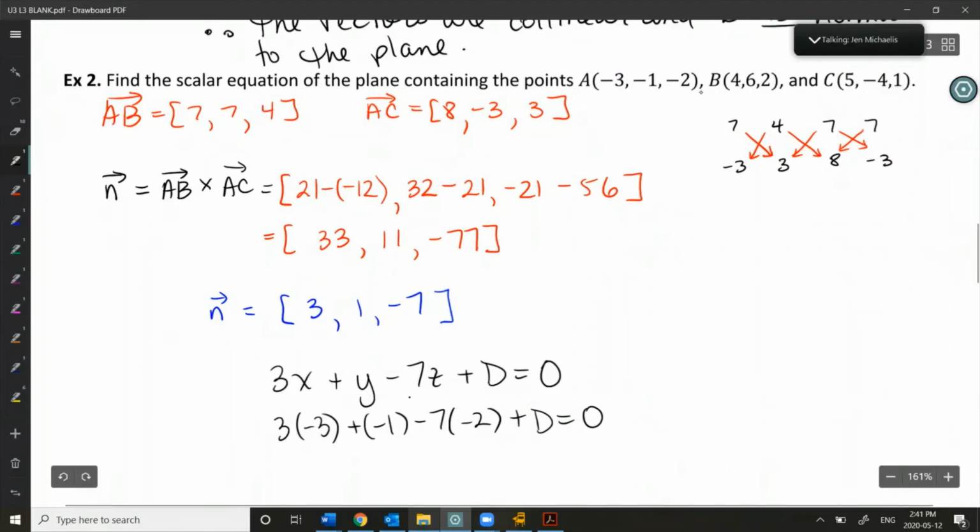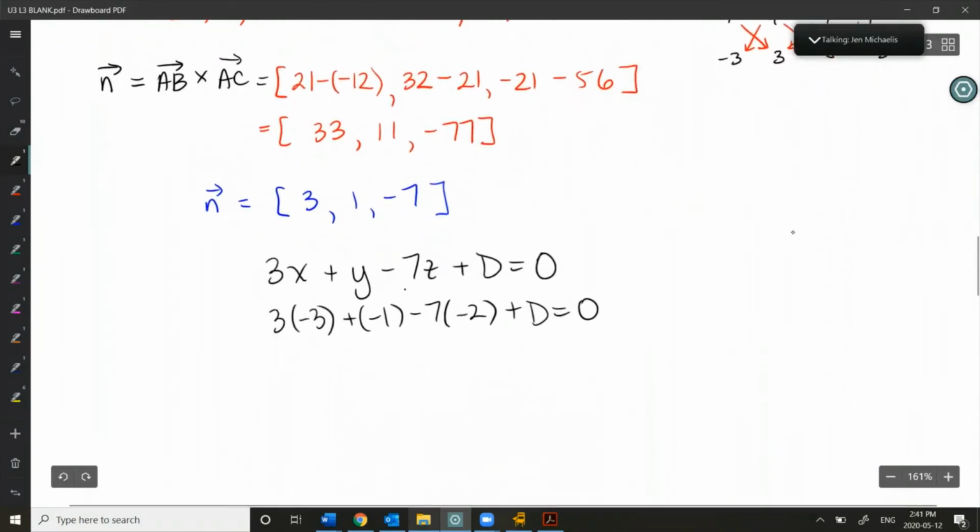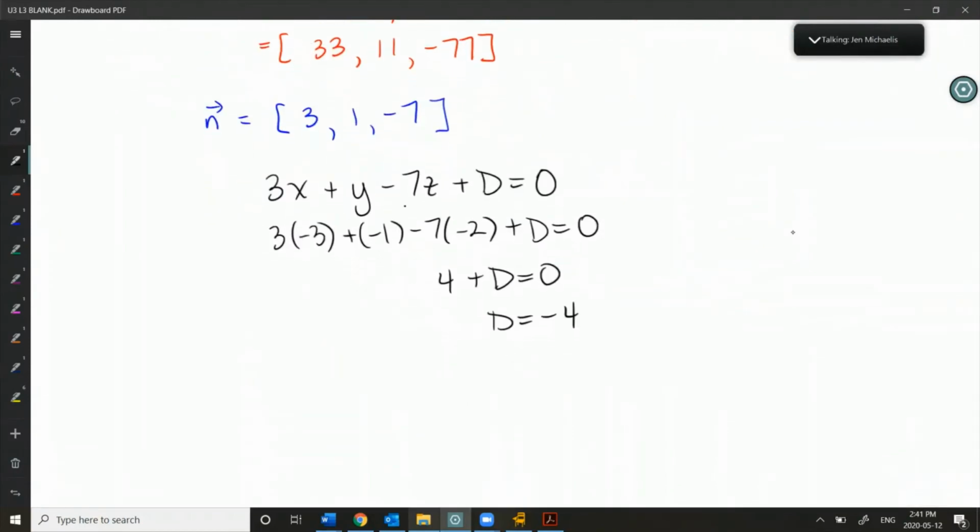Okay, so we're plugging this in here. We're getting -9 minus 1, that gives us -10, plus 14, that gives us 4. And don't forget that moving the 4 to the other side gives us -4. So you're simply going to plug that in for your d value.